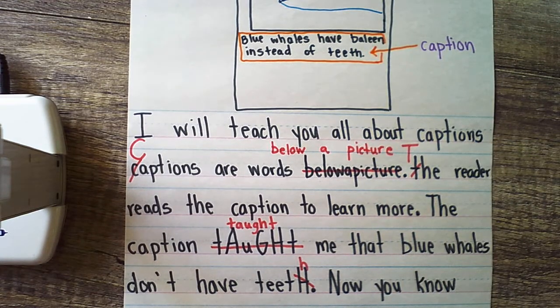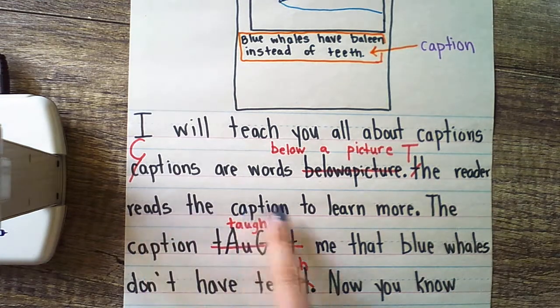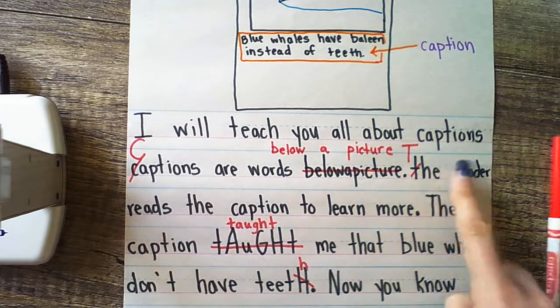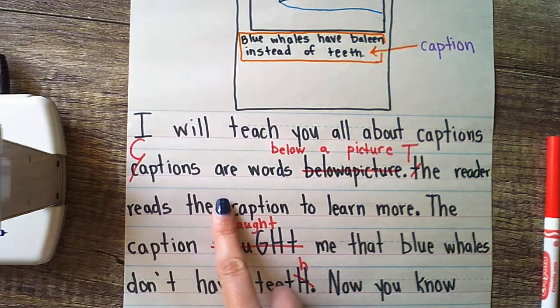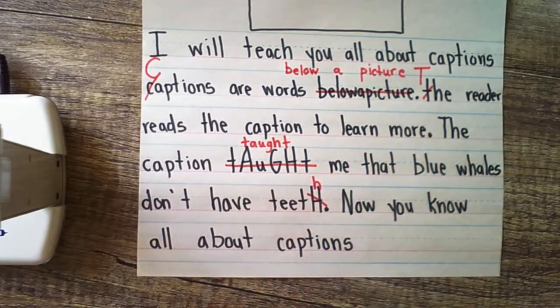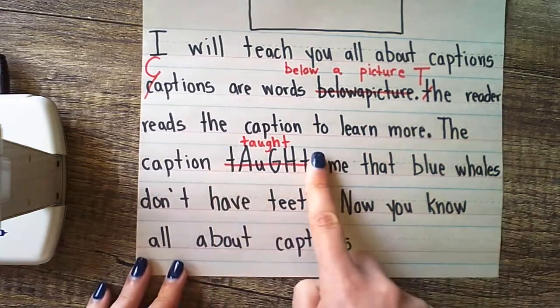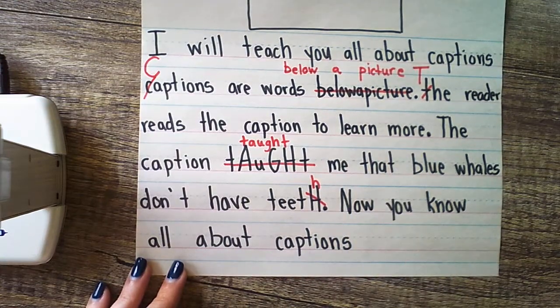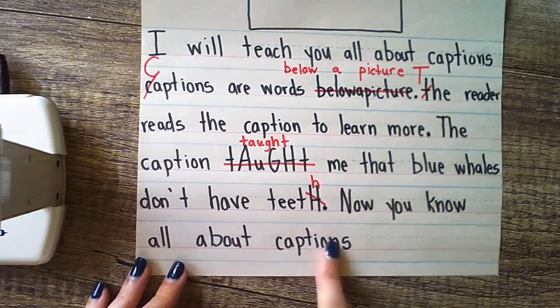All right, let's check our other sentences to make sure we have finger space. The reader reads the caption to learn more. I see nice finger space, finger space, finger space. We can keep reading. The caption taught me that blue whales don't have teeth. Again, I've got beautiful finger space between my words so they're not all squished. Now you know all about captions.